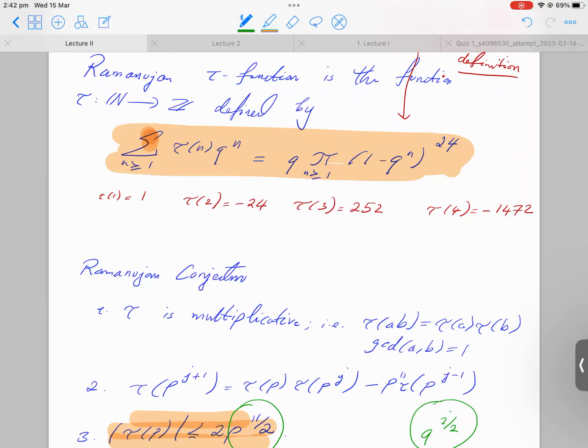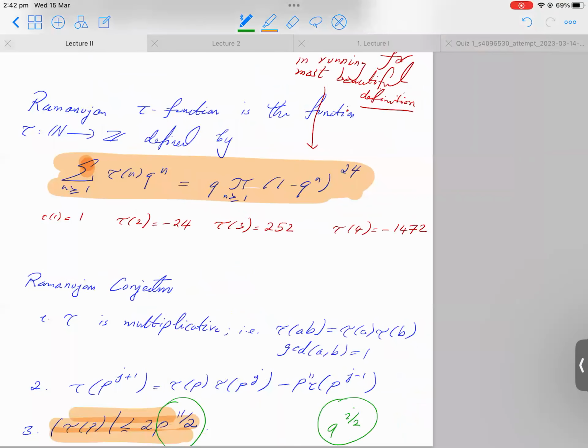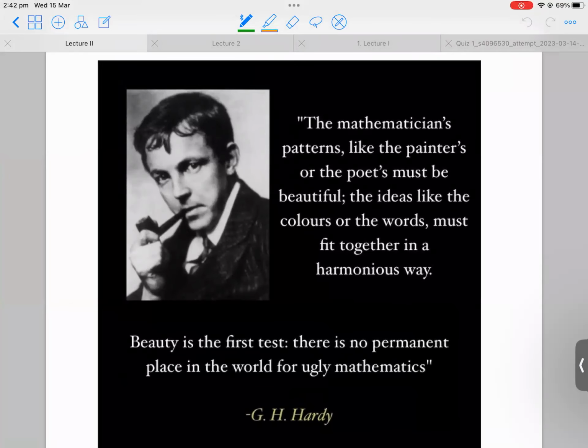While we're talking about Ramanujan, we should say hi to Hardy as well. Here is a nice quote by Hardy: "The mathematician's patterns, like the painter's or the poet's, must be beautiful. The ideas, like the colors or the words, must fit together in a harmonious way. Beauty is the first test. There is no permanent place in the world for ugly mathematics." I think that, as we go on in these lectures and you learn more about the Weil conjectures, I hope you agree with me that this is a very beautiful area.